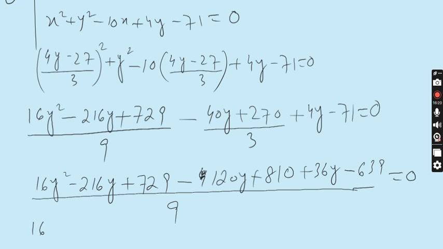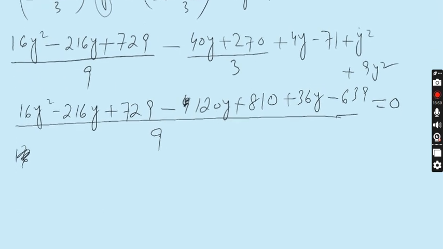Oh sorry, one term I forgot to write, that is y square. So where I have to adjust this, please don't mind, I forgot. Okay, I am putting it over here: plus y square, and obviously 9 into y square is 9y square. Okay, now this will be very simple. So 16y square and 9y square is 25y square.